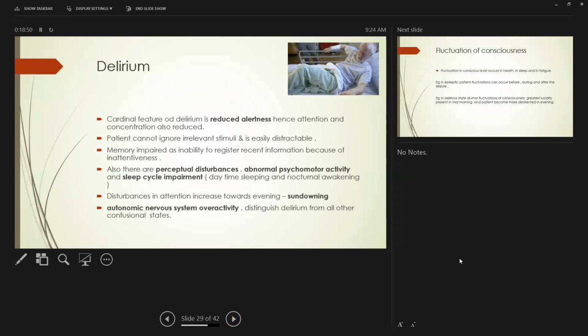Where will it come in this? So as per consciousness as a continuum, delirium does not lie in this. The patient will not be completely conscious. There will be clouding of consciousness, some degree of impairment. But as you said here, the cardinal feature is reduced alertness.